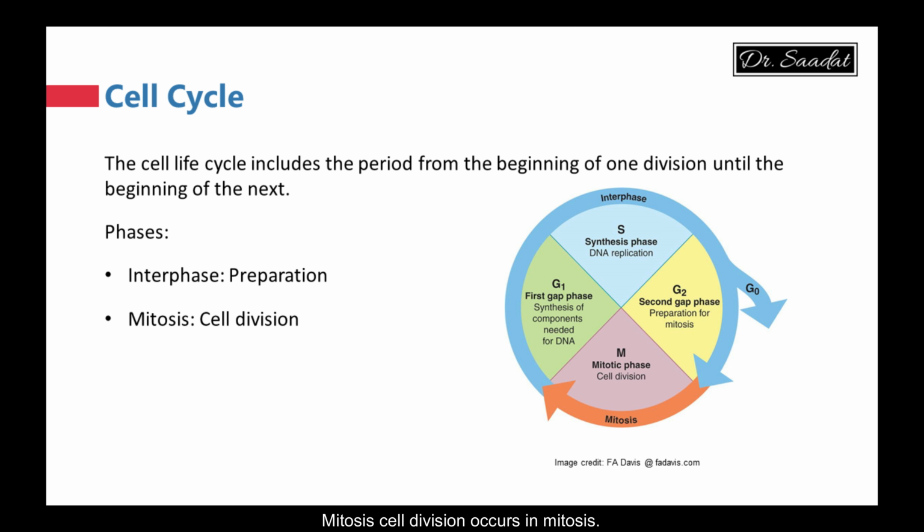Mitosis: cell division occurs in mitosis. This phase can be further subdivided into various stages where chromosomes condense, the nuclear envelope breaks down, the mitotic spindle forms to equally separate the chromosomes, and ultimately, two daughter cells are formed, each with a complete set of chromosomes.